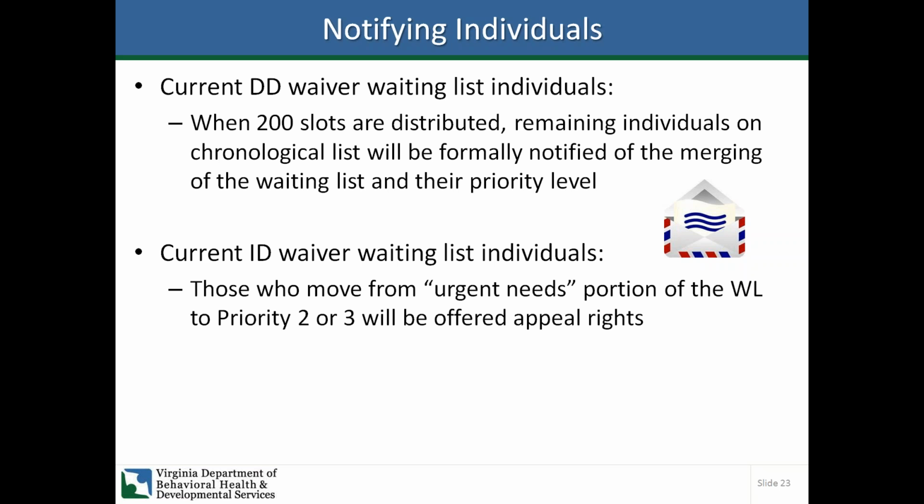The individuals who are on the current ID waiver chronological list who move from urgent needs to priority 2 or 3 will be offered appeal rights.